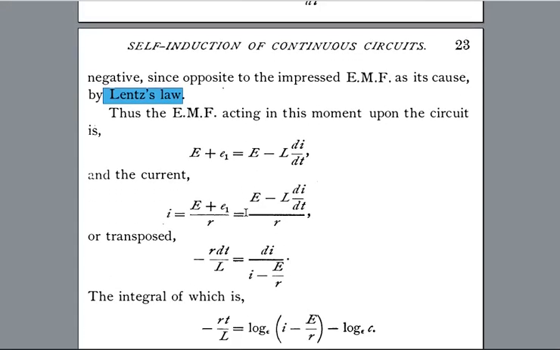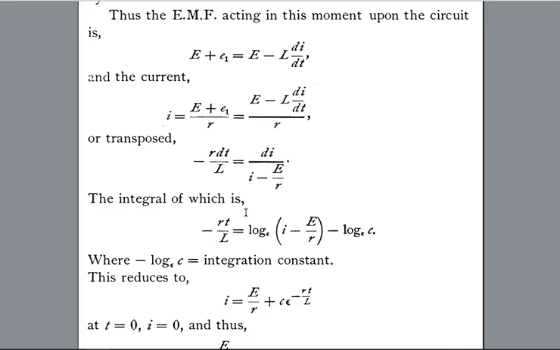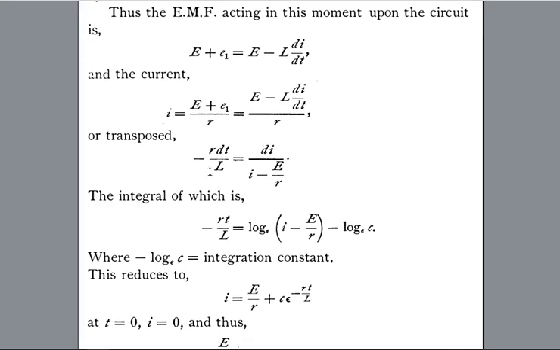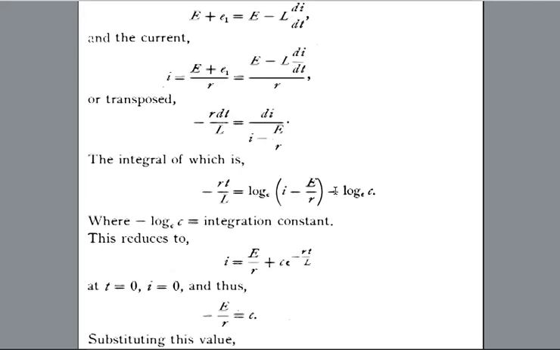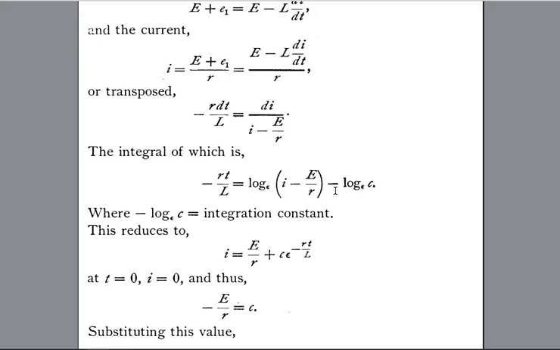Thus, the electromotive force acting in this moment upon the circuit is E plus E1 equals E minus L di by dt, and the current i equals (E plus E1) over R equals (E minus L di by dt) all over R. Transposed, negative R dt over L equals di over the quantity (i minus E over R), the integral of which is negative Rt over L equals natural log of the quantity (i minus E over R) minus natural log of C, where C is the integration constant.